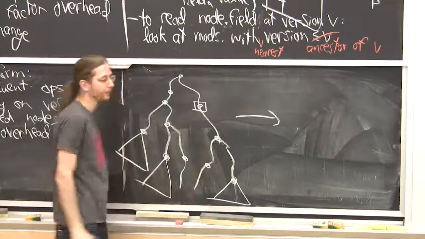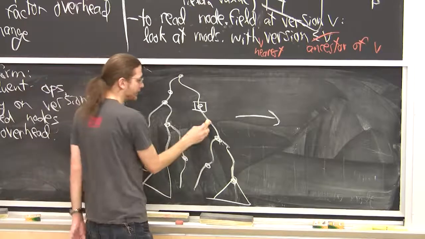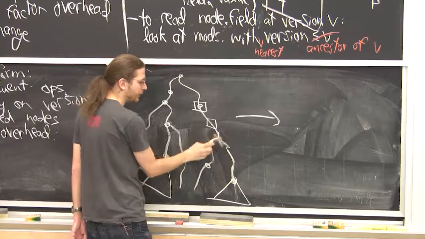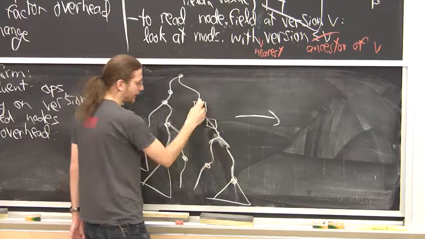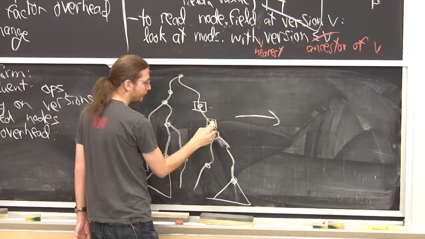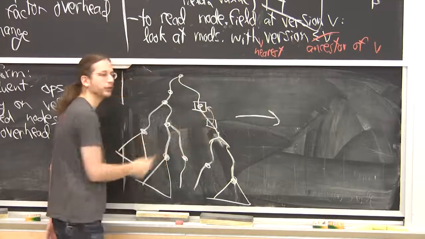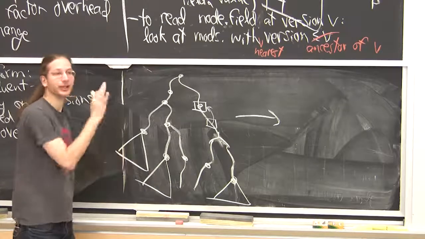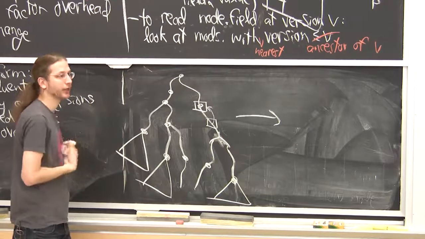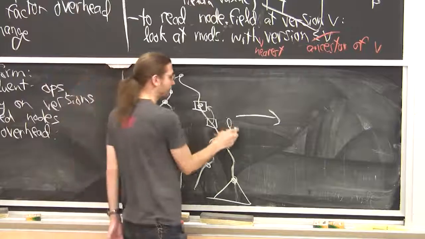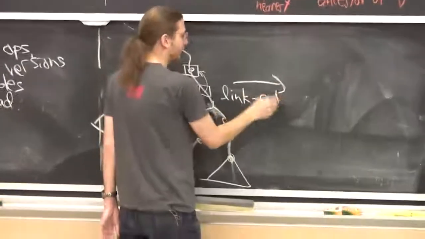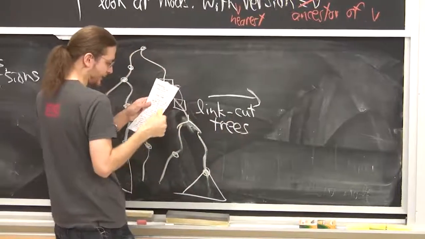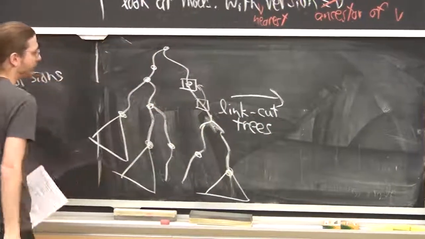OK, follow the pointer. A slightly harder case is it's a version in between two such changes, and maybe these are not updates. So I want to know what was the previous version where this node changed. It can be done in constant time, not constant time, actually, logarithmic time, using a data structure called link cut trees. Another fun black box for now, which we will cover in lecture 19, far in the future.